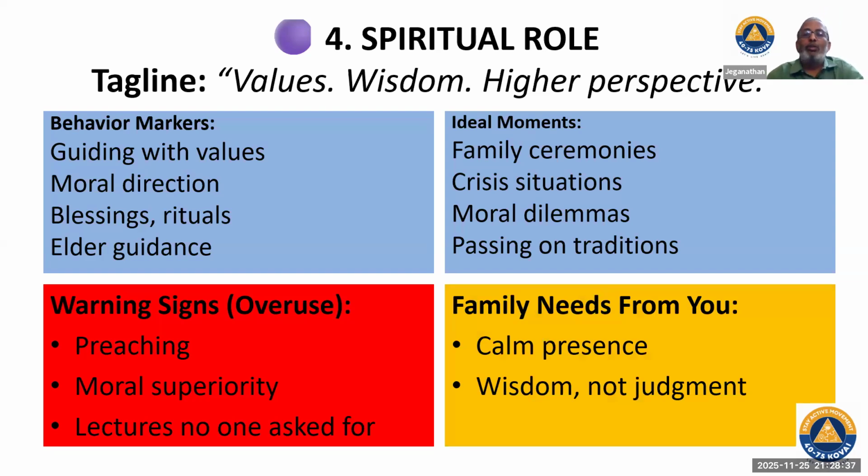And what your family expects is your calm presence, your wisdom and not your judgment. They expect you to share your wisdom and not your judgment. We have seen in our earlier sessions the way we communicate, how we trigger the thought process in the other person, how we can activate their adult ego state, and all those methods. So in short, you need to be aware that people need your calm presence and your wisdom, through values, through moral directions, through your blessings, passing on your traditional rituals and all those things to the next generation. It is very important. So these are the four roles which we normally see in our family.